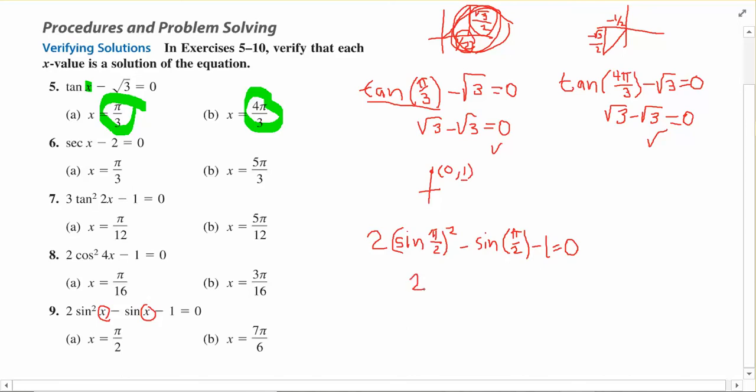So I end up with 2 times 1 squared, and 1 squared is 1, so I end up with 2 there. And this one, minus the sine of pi over 2. We already said that that's 1. So that's again 1 minus 1. So this is going to get me 2 minus 1 minus 1, which is 0. Checks. Works. Every one they give you that you're supposed to verify works.